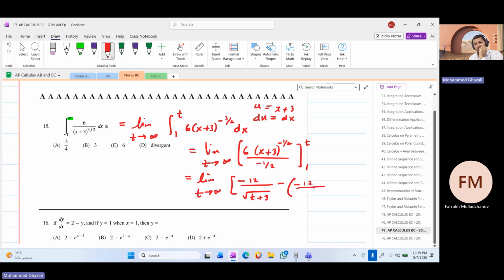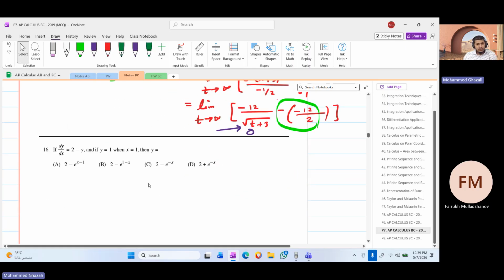Negative 12 over, substitute 1 inside. 1 plus 3 is 4. Square root of 4 is 2. Substitute infinity inside. What's minus 12 over infinity? 0. So what's your answer? Negative 12 over 2. The answer is the second part. Does it make sense? Yeah, positive 6. Positive 6. Great.